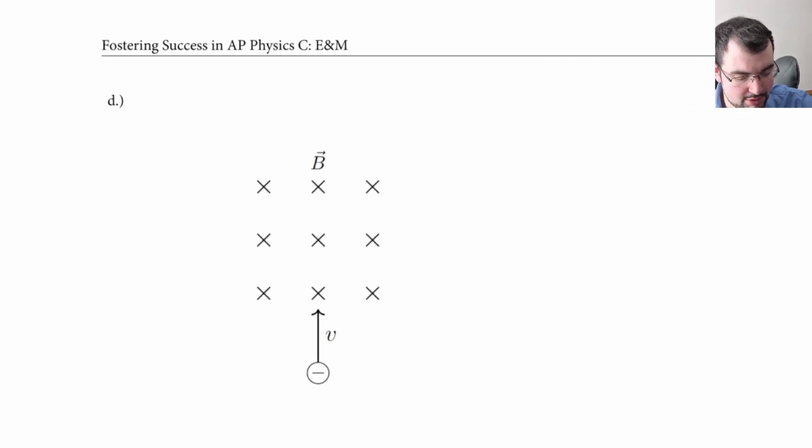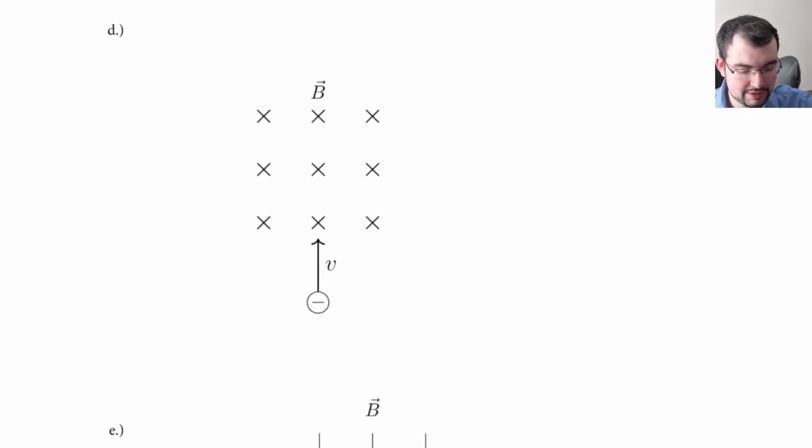All right, similar idea here. I'm going to use my left hand. V is going up. B is going into the page. So my fingers point at you or into the screen. And notice that that's going to point to the right. So this would be to the right.